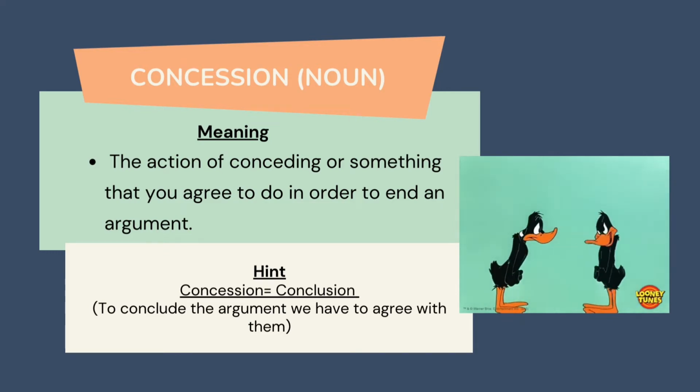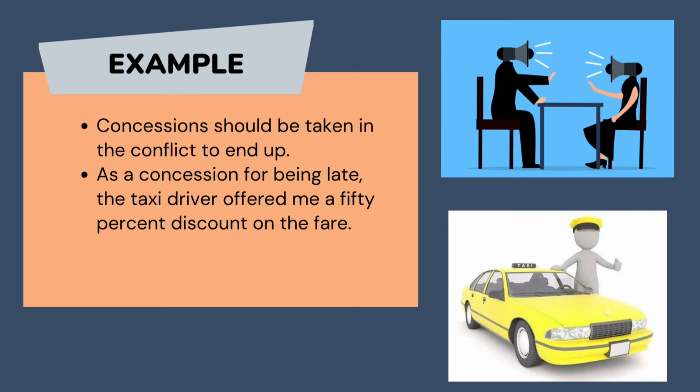To conclude the argument, we have to agree with them or we have to make a compromise. We have to make some adjustment. We have to make a concession. The examples are: concession should be taken in the conflict to end it. We have to make some adjustment, some compromise and concession in order to end the conflict among two people. You can also see in the illustration that two people are fighting, but there must be a need of making a concession in order to end the argument.